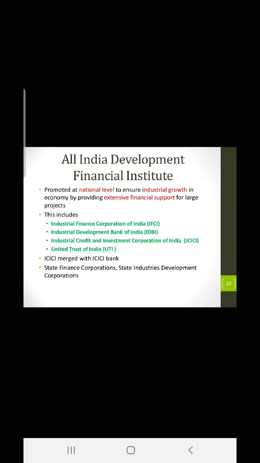Okay. The next content is which are the banks under the Industrial Finance Corporation, that is IFCI, IDBI, ICICI and Unit Trust of India.